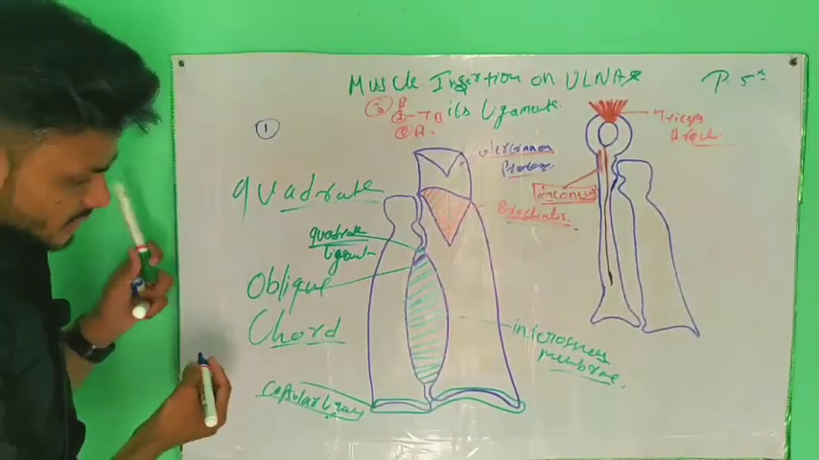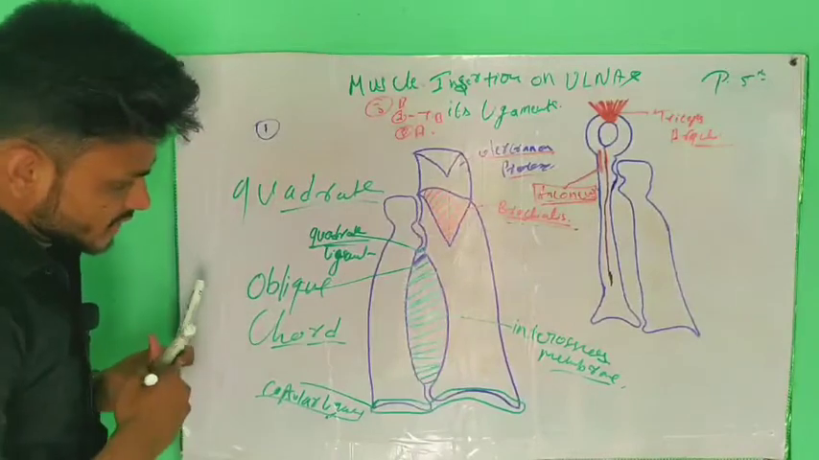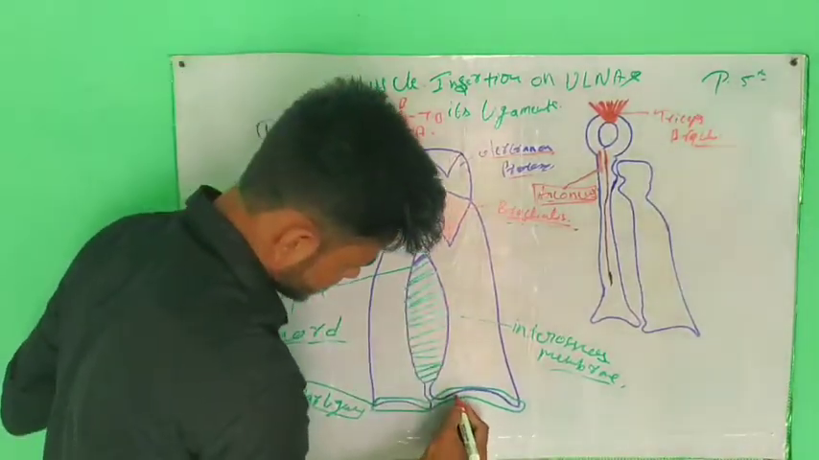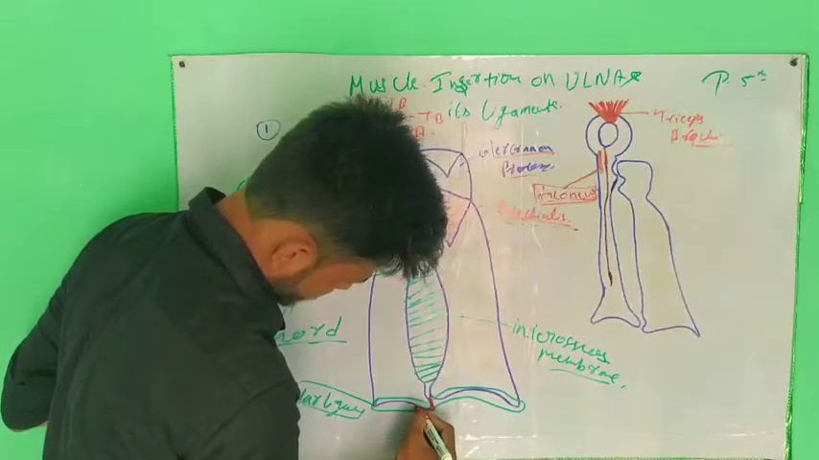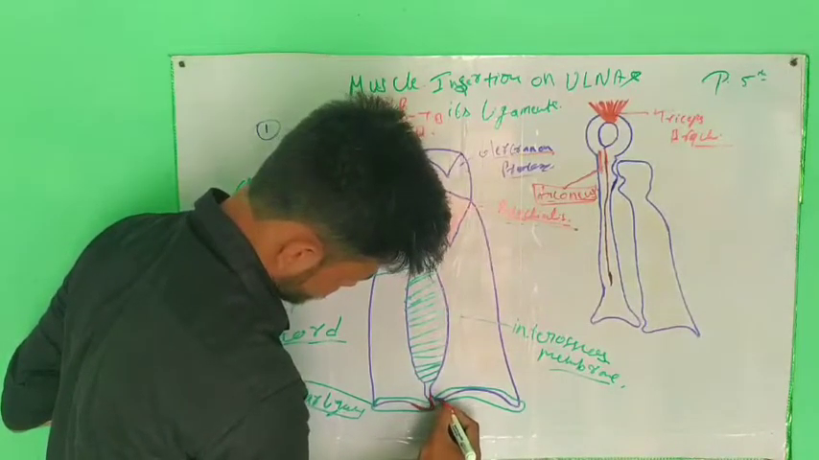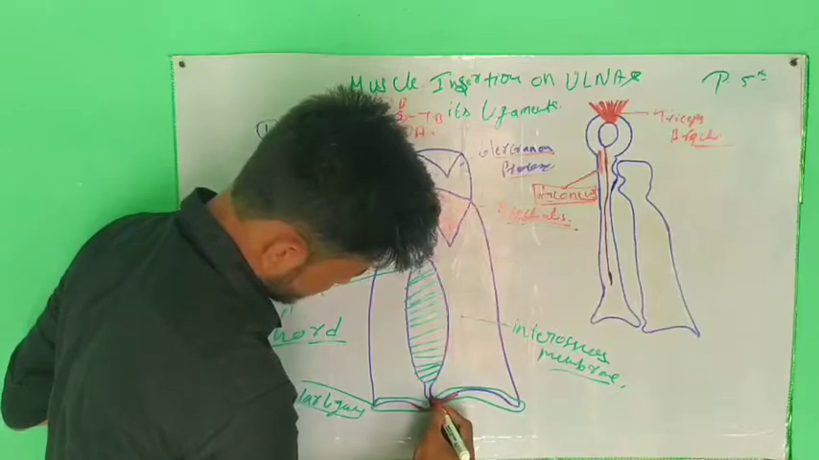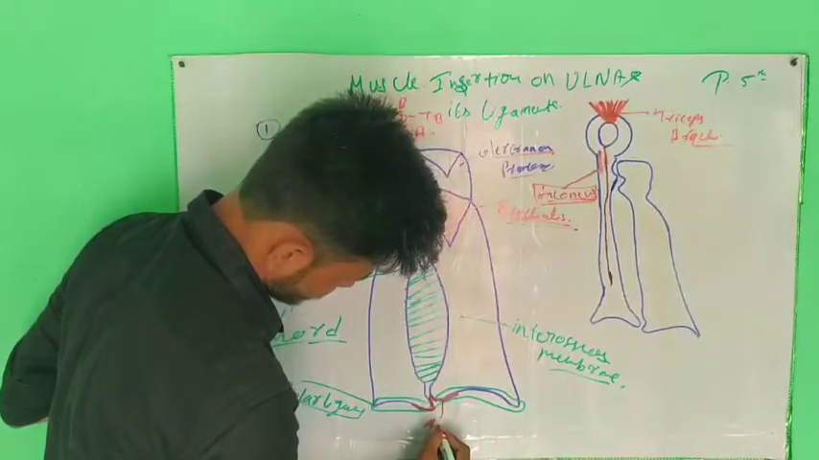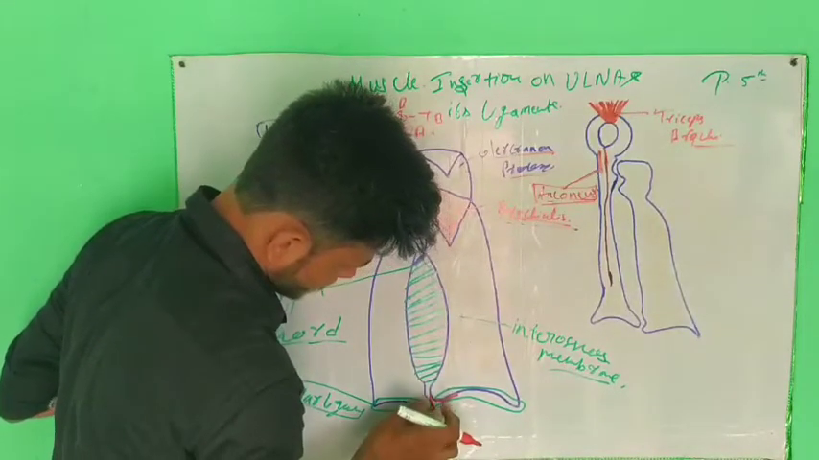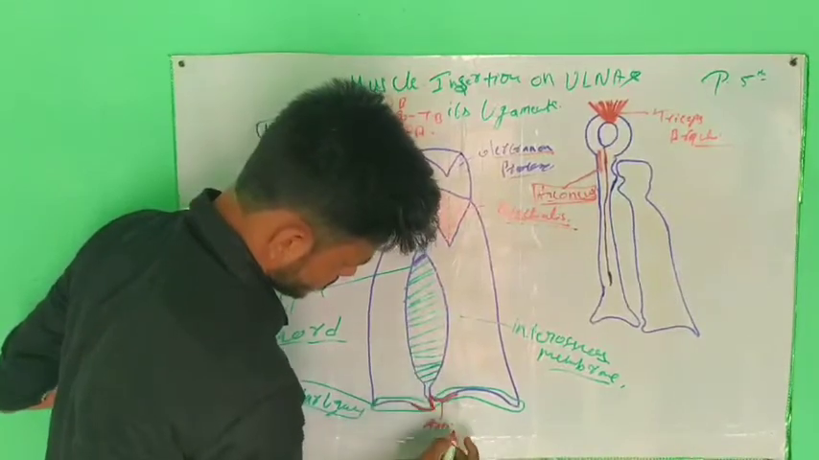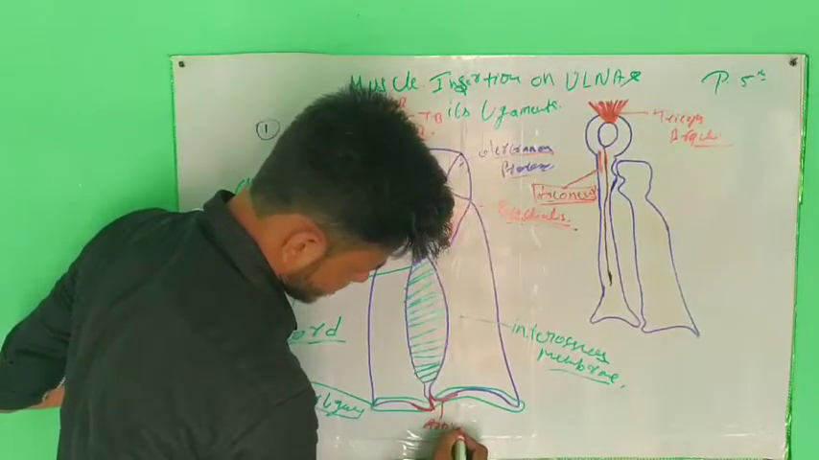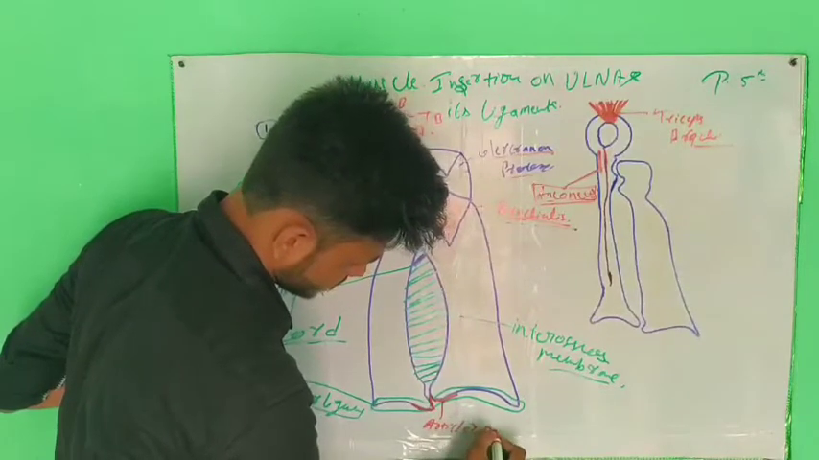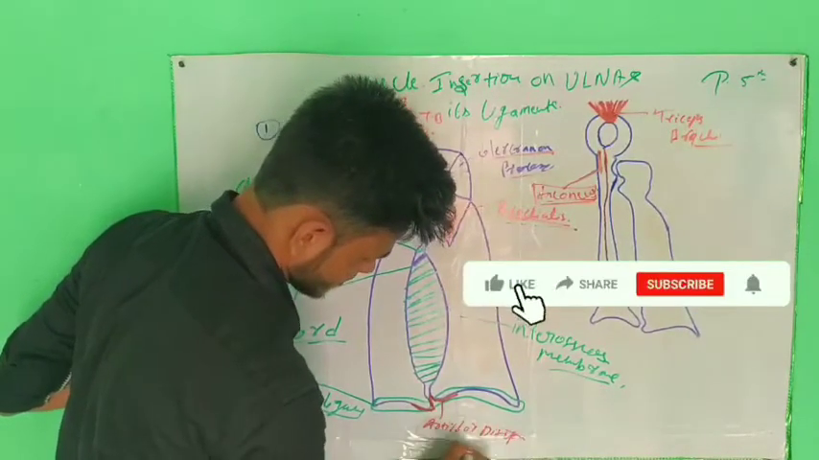Below the capsular ligament there is an articular disc. This articular disc is present between two bones, where the two bones articulate with each other. This is also a ligament.